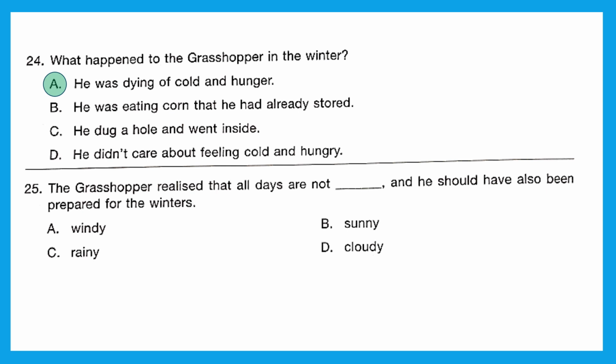So the right answer is he was dying of cold and hunger. Option A. Question 25. The grasshopper realized that all days are not sunny and he should have also been prepared for the winters. Right answer is option B, sunny.